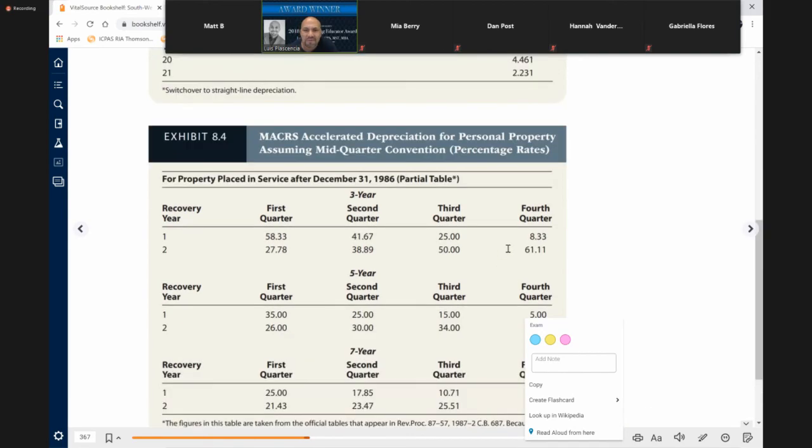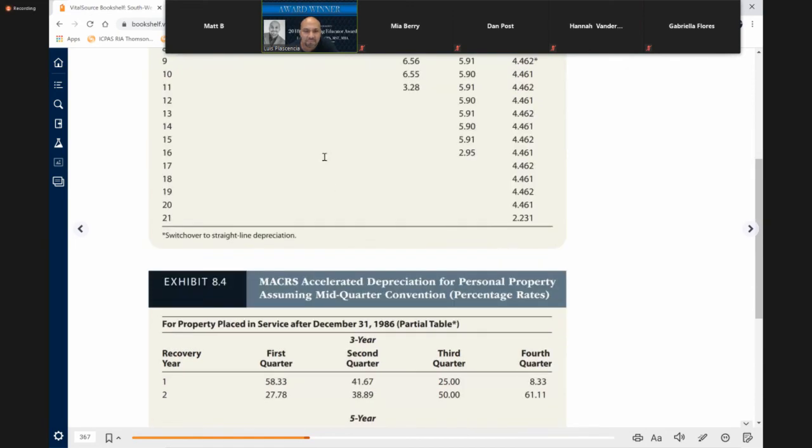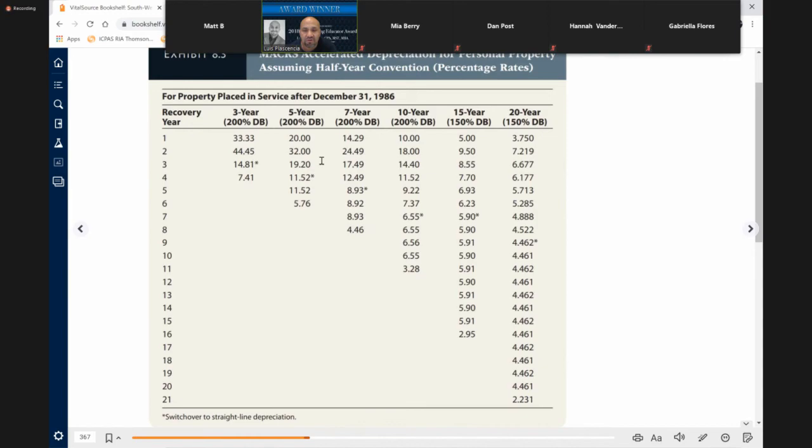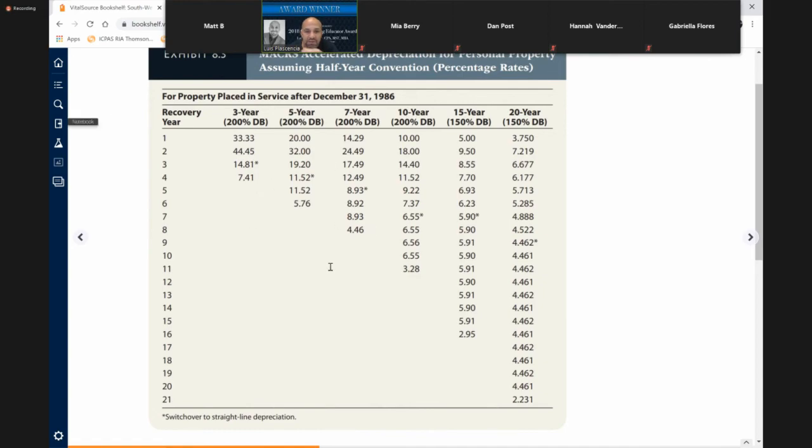Since we're on this page, let's say mid-quarter didn't apply. Let's say they placed everything in the first 3 quarters, and it's going to be 20% for the 5-year assets for the first year, and then again for that computer, 32% for the second year, and so forth. For the furniture, it's going to be 14.29 for the first year, and 24.49 for the second year, and so forth. That's the way it would work. I'm not talking about bonus depreciation yet because I'm just applying the basic tables. And I'll tell you how we came up with these numbers in a few minutes because it's actually pretty interesting. Any other questions on either of these tables? Again, we'll walk through more problems with these tables in a few minutes.